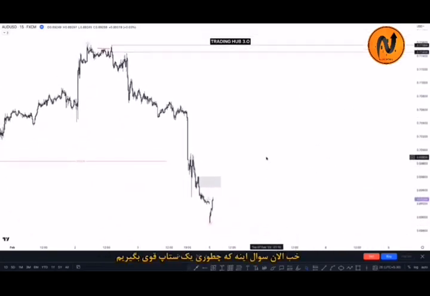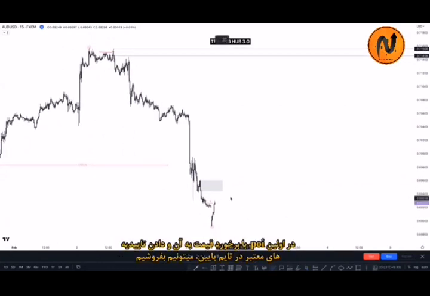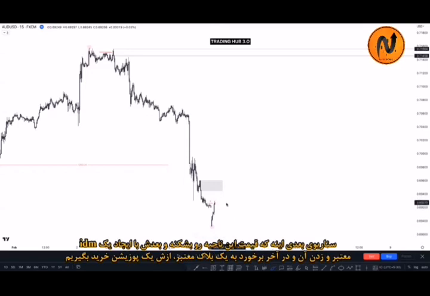So how can we think in probability? Where is our high probability? The first POI is here. The market taps here, you get any lower time frame confirmation, and you can sell here till this low. And the next possible scenario is here.